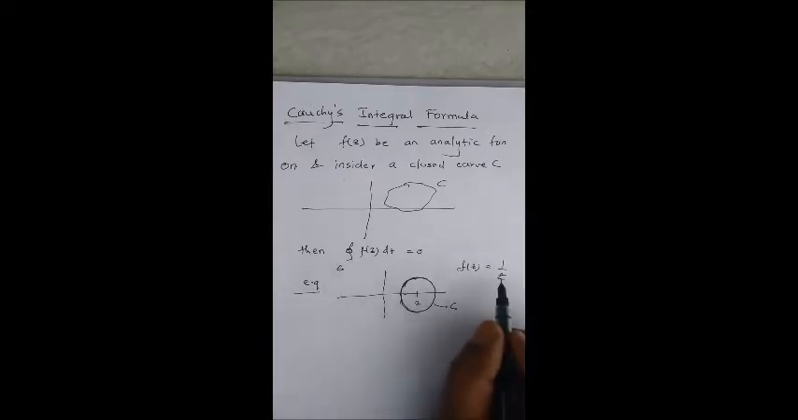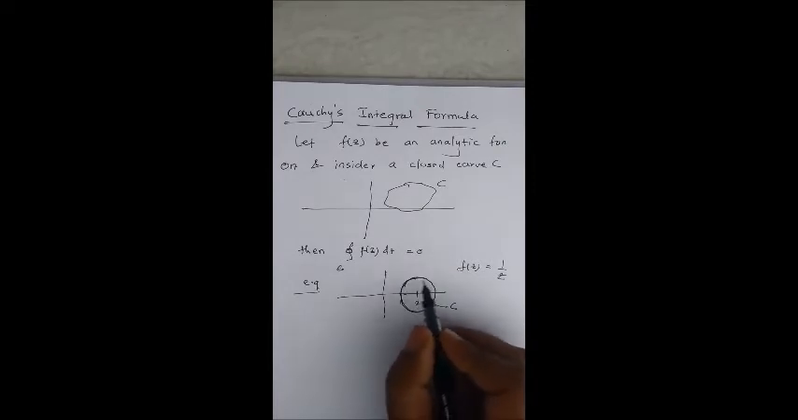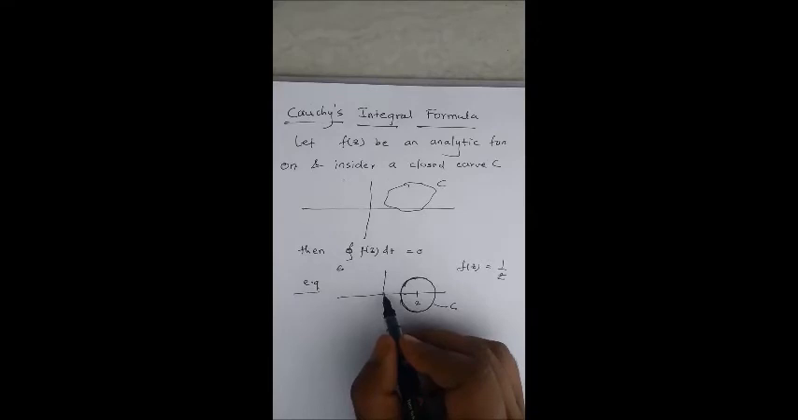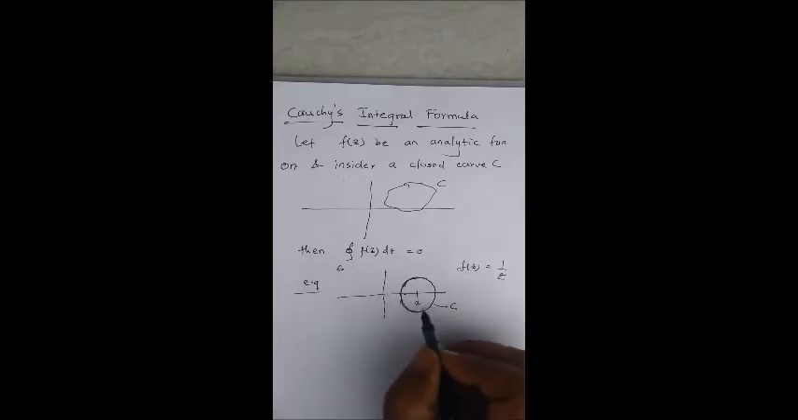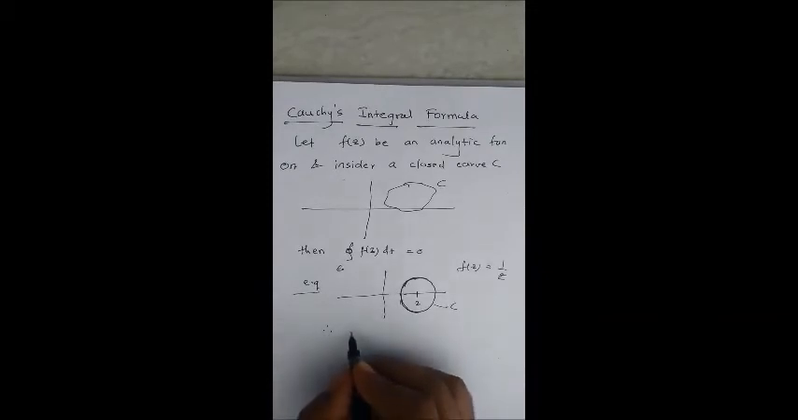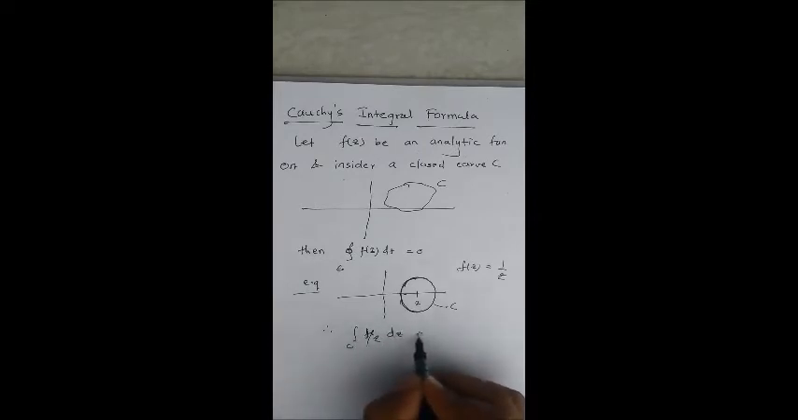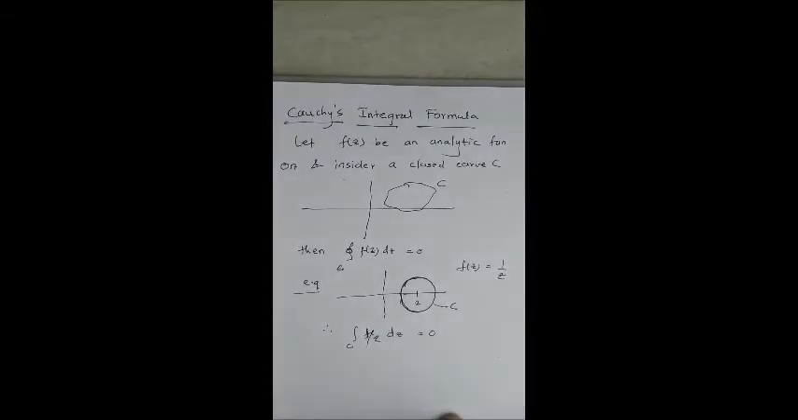Now we know that this particular function is analytic everywhere inside and on this curve, because it is not defined only at the origin, everywhere else it is defined and it is analytic. Analytic means we can find the derivative of this function at any point inside this curve and on this curve, right? And therefore by Cauchy's integral theorem, the integral over C of 1 by z dz will be 0. So over this C the integration will be 0, right?